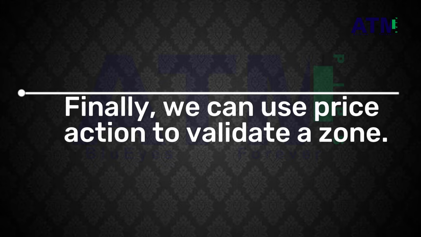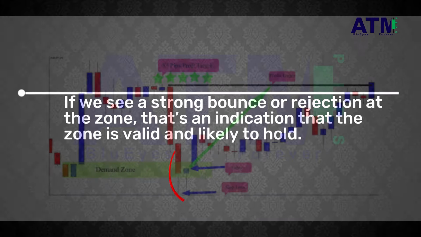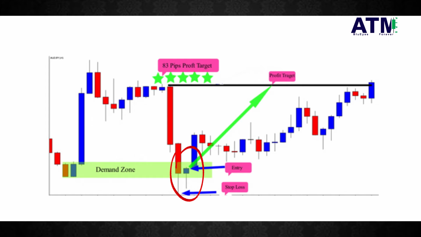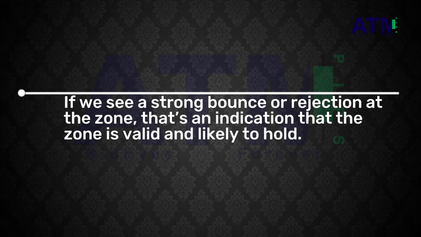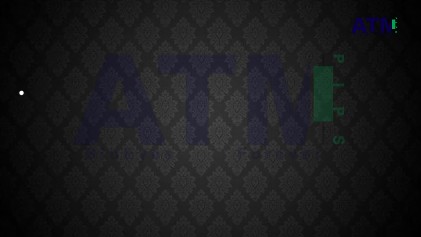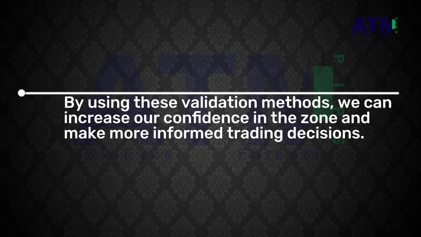Finally, we can use price action to validate a zone. If we see a strong bounce or rejection at the zone, that's an indication that the zone is valid and likely to hold. By using these validation methods, we can increase our confidence in the zone and make more informed trading decisions.